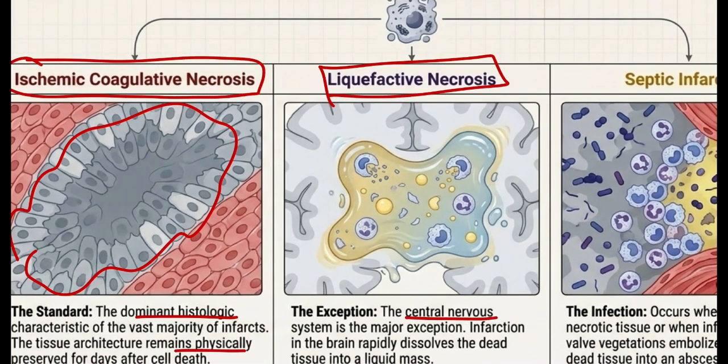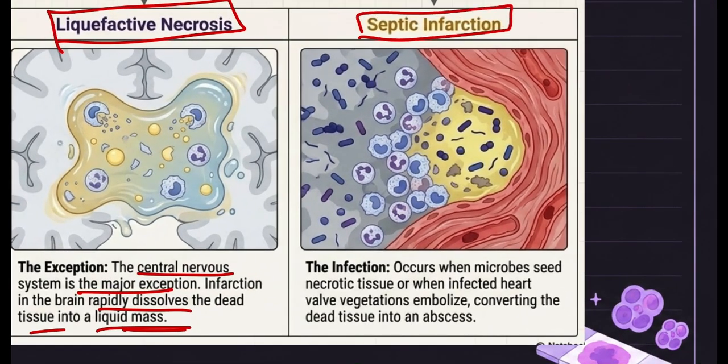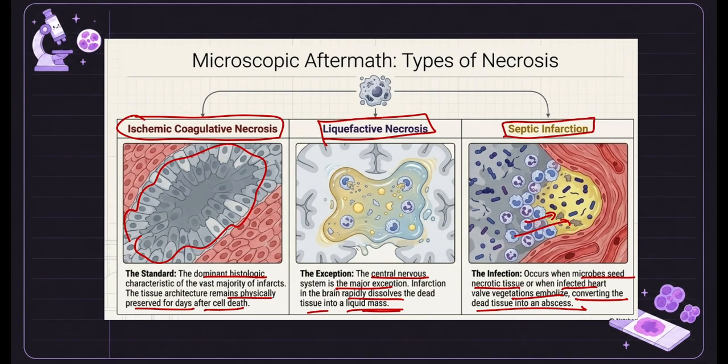The central nervous system behaves entirely differently. An infarction inside the brain does not preserve any architecture at all. It rapidly dissolves the dead brain tissue into a shapeless, liquid mass. Finally, septic infarction is a catastrophic event. It occurs when live microbes physically seed the dead necrotic tissue. It often happens when an infected heart valve vegetates and forcefully shoots off a bacterial embolus. The microbes rapidly infect the dead tissue. They entirely convert the cold infarct into a highly active, infected abscess.